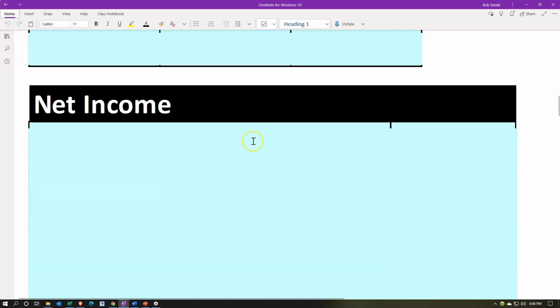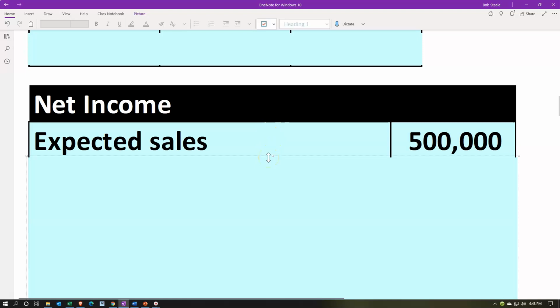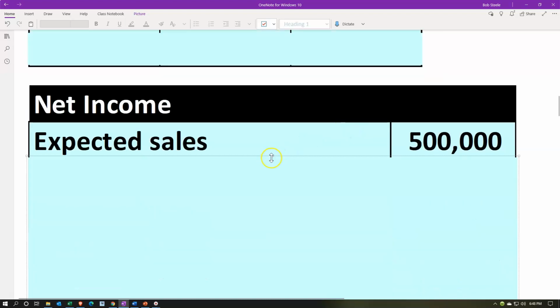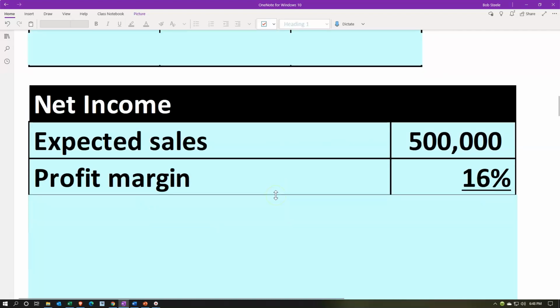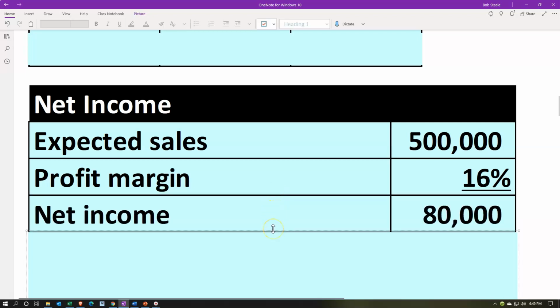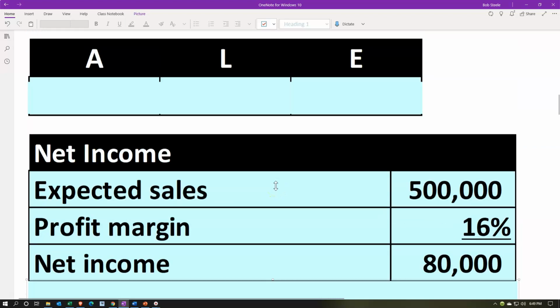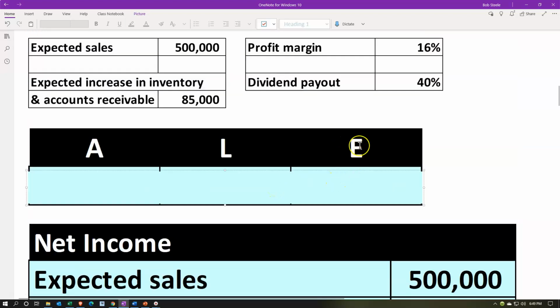To do that, let's first think about our net income type of calculation. We're going to be taking the sales, which we said was the 500,000 in our data up top. They gave us the profit margin, so we're going to multiply times the profit margin, which is the 16%. The 500,000 times the 16% will then get us to the net income bottom line number. That's going to be the 80,000. So now we have the 80,000, and that's going to be the increase on the equity side of the equation over here.